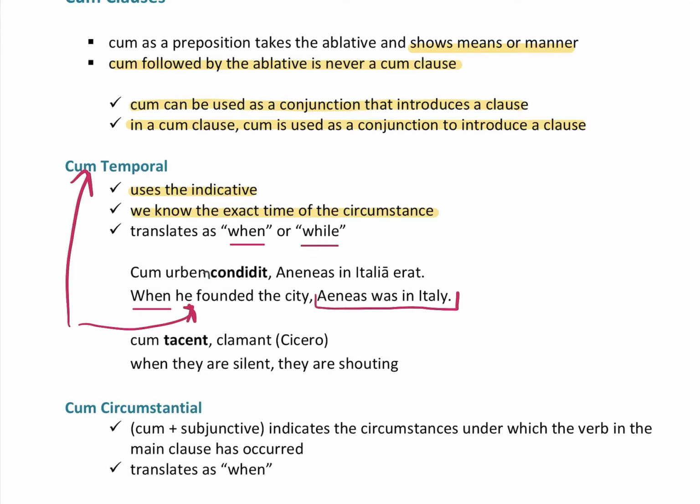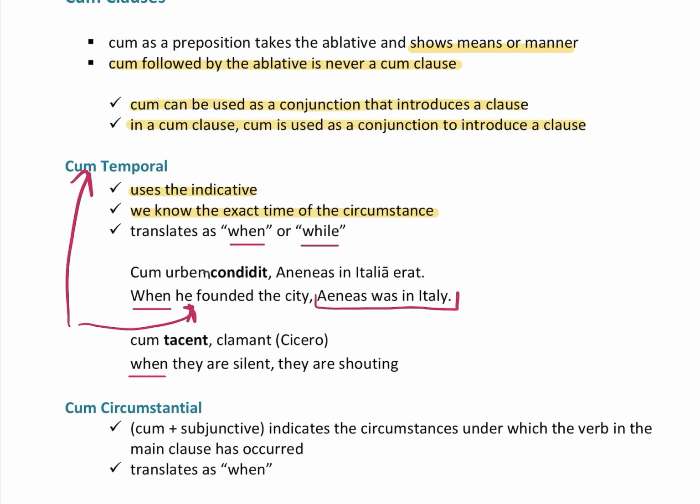So condidit is in the indicative because the time is precise. So both of them are in the indicative. At the moment he founded the city, he was in Italy. Both of those are completely factual. Here's another one. Cum tacent clamant. And Cicero says that. When they are silent, they are shouting. So at the moment, it has to do with temporal, means time, right? So when they are silent, at the moment of their silence, they are really shouting. And that's what Cicero said.